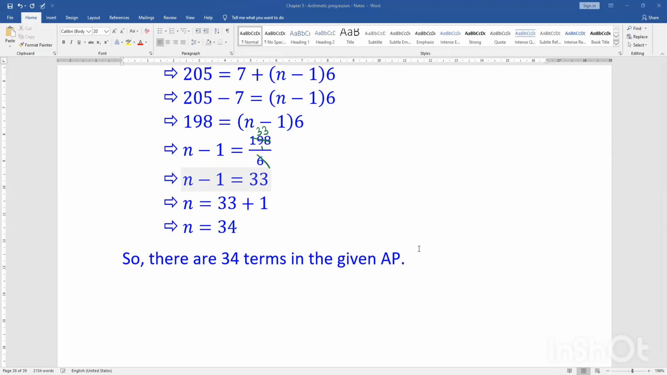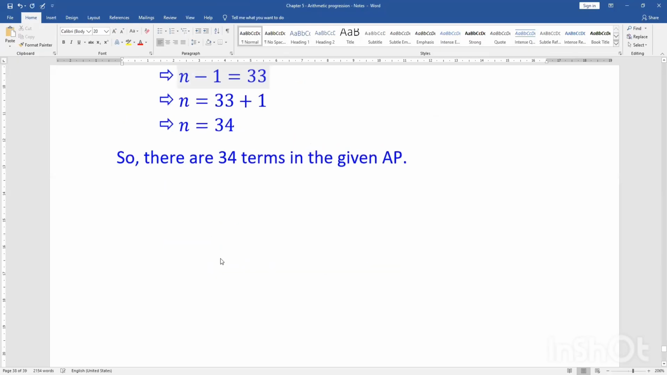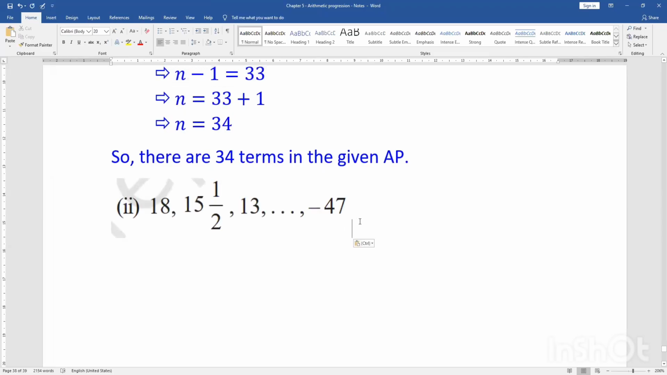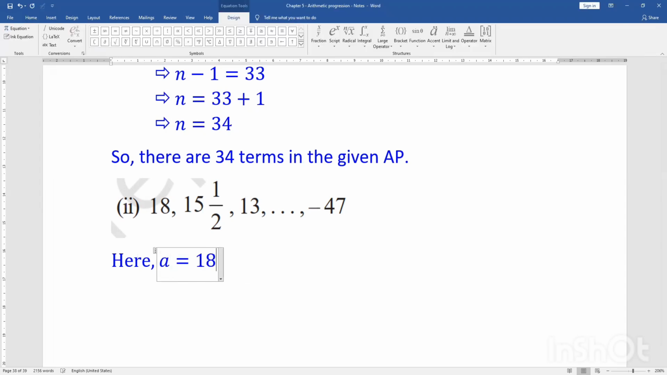Now we move on to the next problem. We have like this: 18, 15 1 by 2, 13, and so on to minus 47. Okay. So here we have a, the first term, so a equals 18. Then we have d equals 15 1 by 2 minus 18.